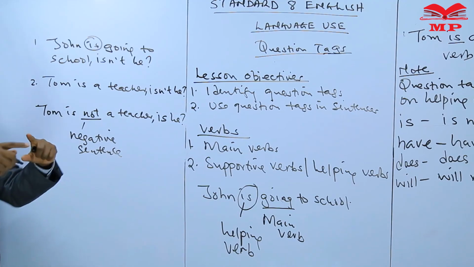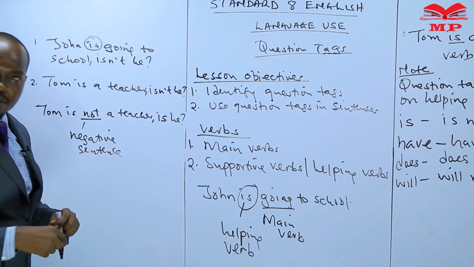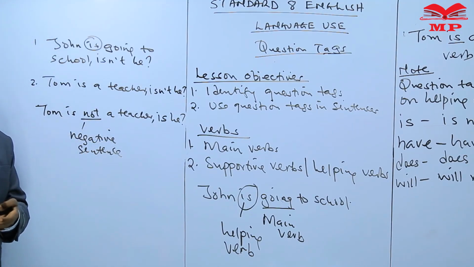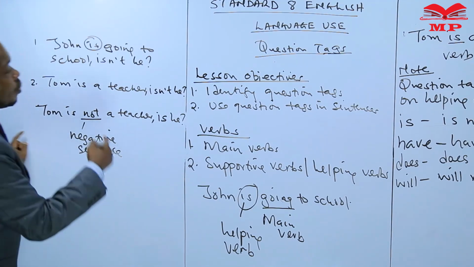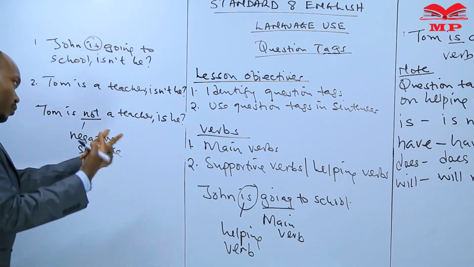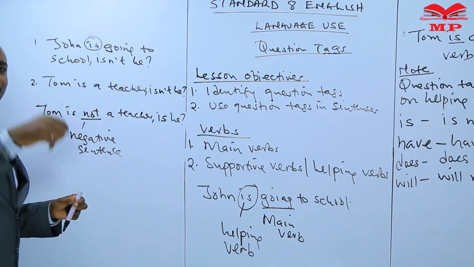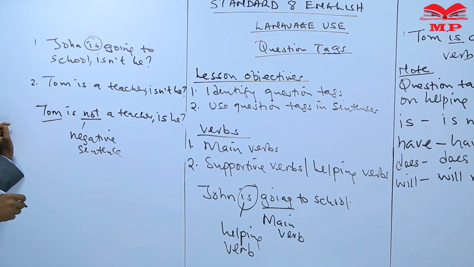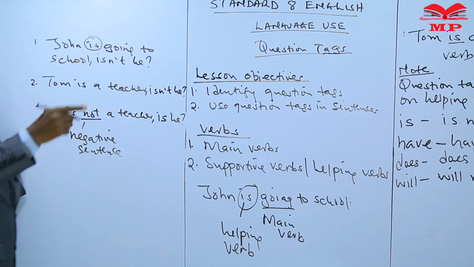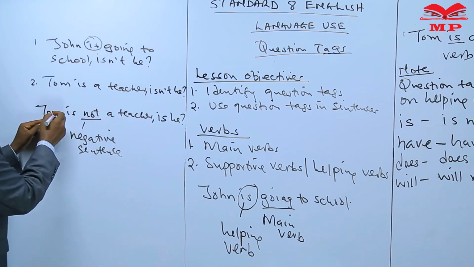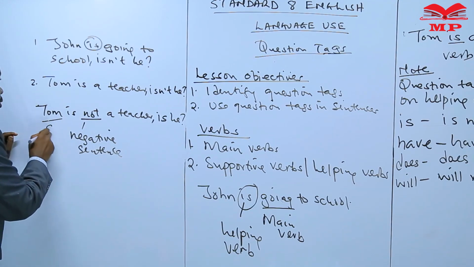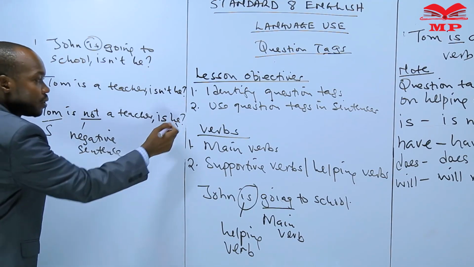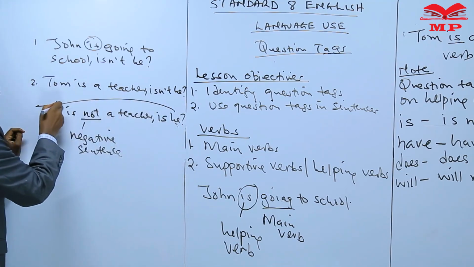So the whole point of question tags is to confirm what you have said. Tom is not a teacher, is he? Then you say, yes, he is. Or no, he's not, okay? So these are called question tags. You go back to the statement, you extract the supporting verb and the subject. You replace that subject with a pronoun. In this case, Tom is our subject. We replace Tom with he. So this is a pronoun. So he refers back to who? To Tom, okay? Yes.